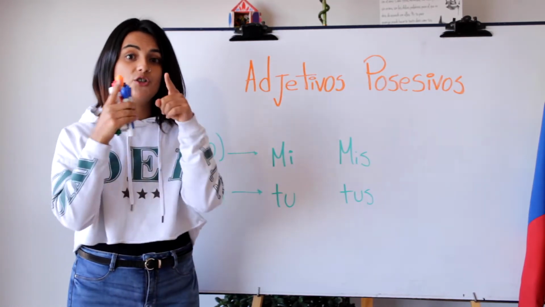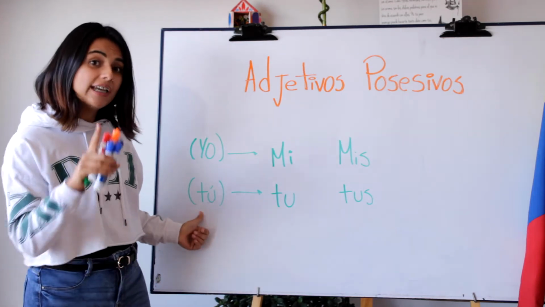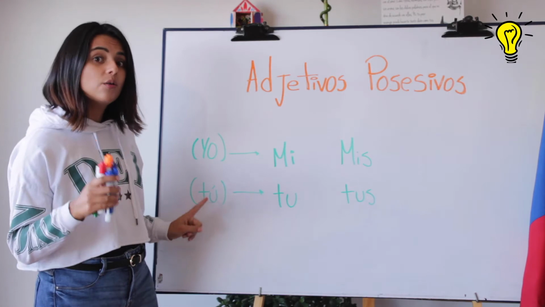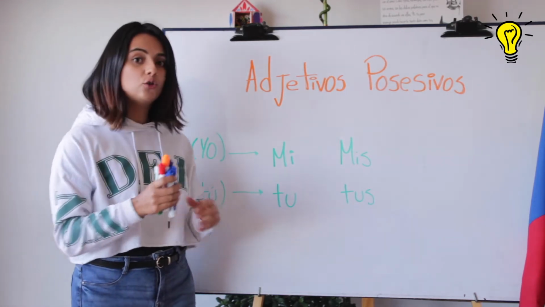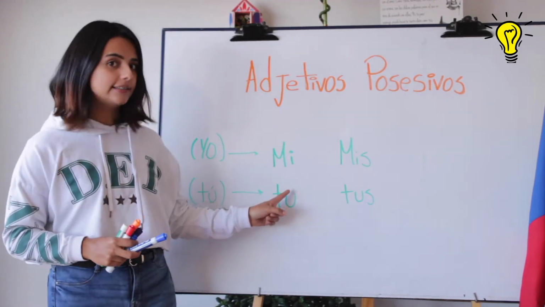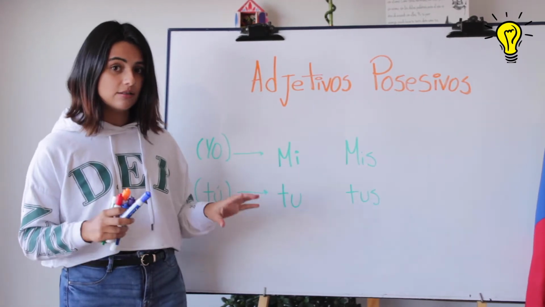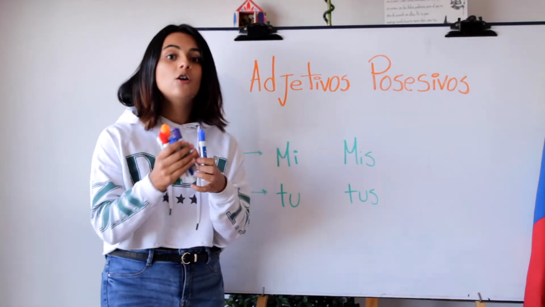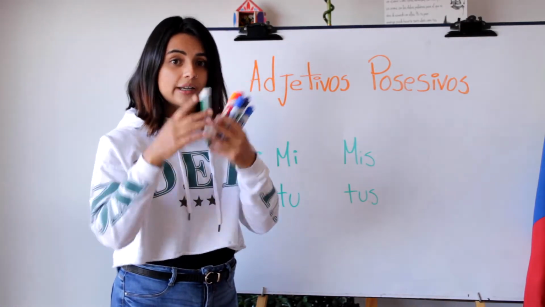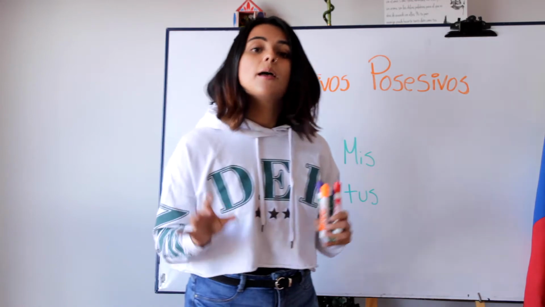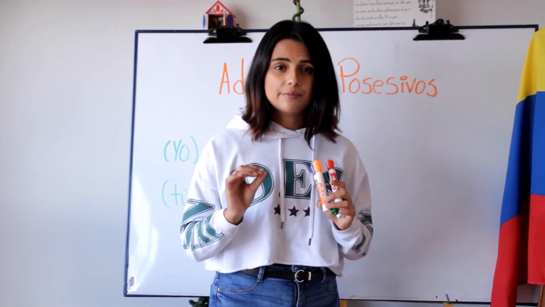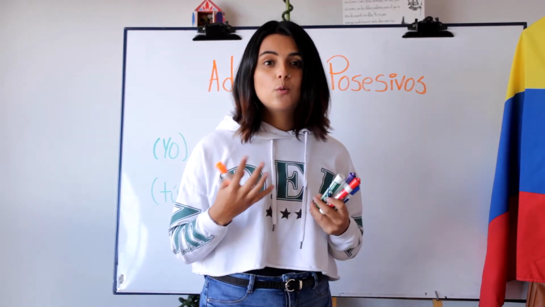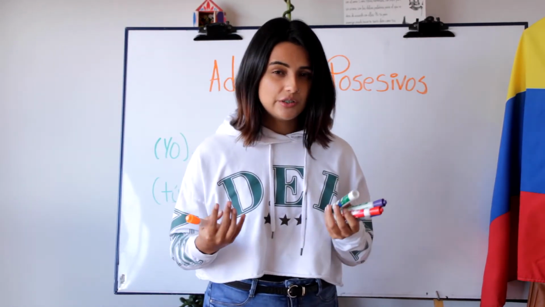If we're talking about you, tú, and look at this, in the spelling it goes with the accent, tú. When we're talking about you, we say tu marcador without the accent, because this is about the possession, possessive adjectives. Tu marcador or tus marcadores. That's the difference. And something crucial here is that you have to pay attention also to the word, if it is a feminine or a masculine word.